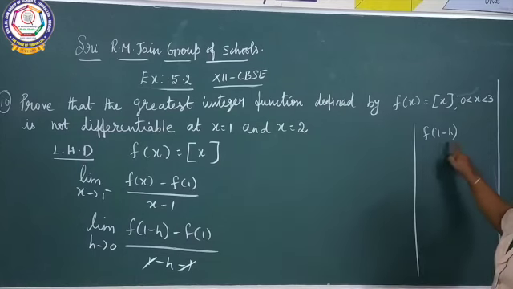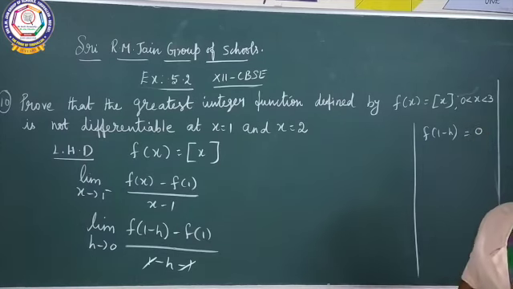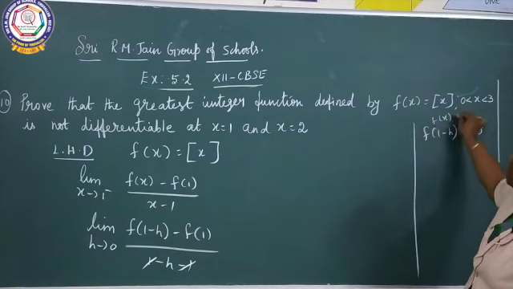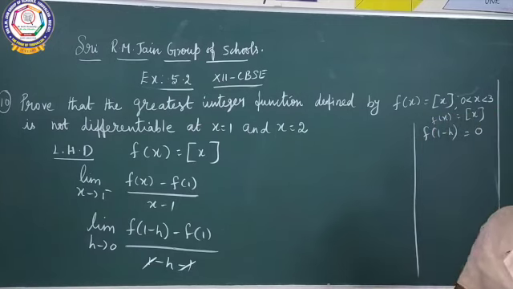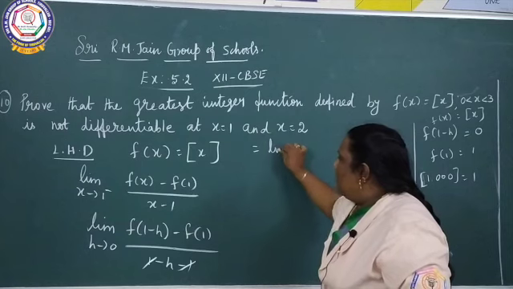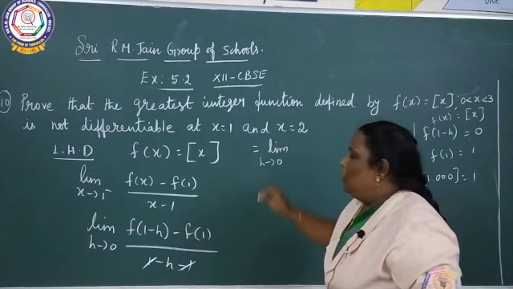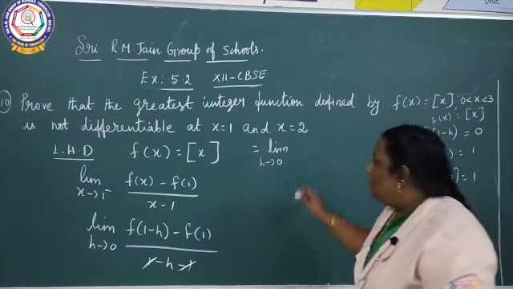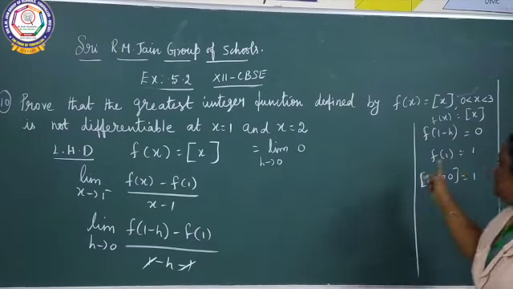So, f of 1 minus h, the value you can get as 0, because f of x equal to the greatest integer x. f of 1 equal to 1, that is the integer 1.000. Okay, I told you, because of the greatest integer, 1.000, what is the value you are getting? 1. So, you will write it here. Limit h tends to 0. What is the value you are getting here? 0.